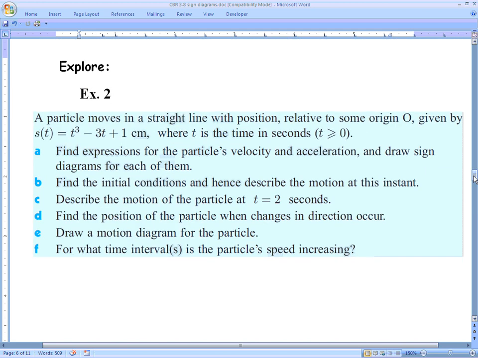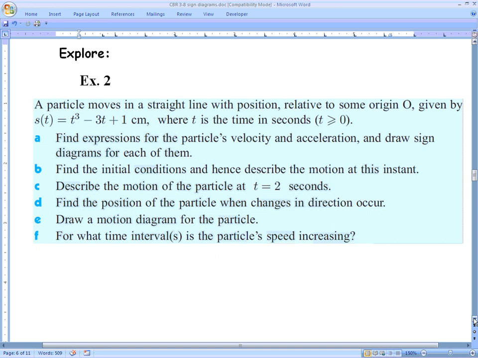So we've got a particle. It moves in a straight line with position relative to some origin O, given by the following function: s of t equals t cubed minus 3t plus 1, where t is the time in seconds. So this is a displacement function. Find the expressions for the particle's velocity and acceleration and draw a sign diagram for each of them.